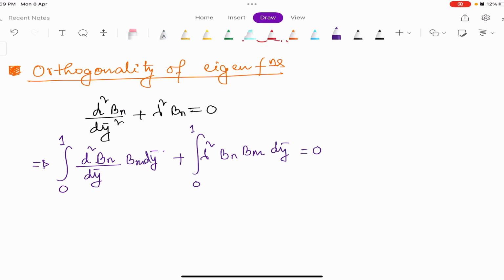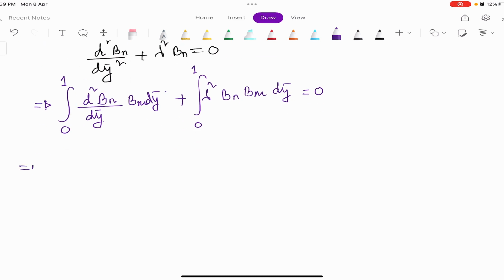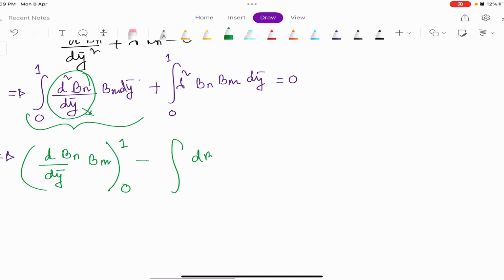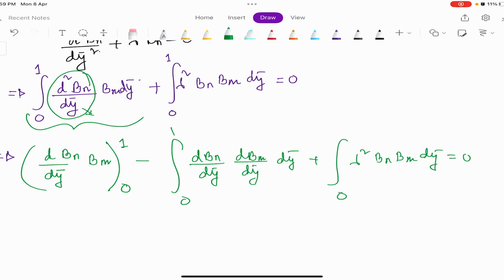0 to 1 equal to 0, okay. Now we apply integration by parts for this one. This is having a higher order derivative, we want to reduce this, so we integrate this function. So I will have dbn bar, dy bar into bm, so this whole function from 0 to 1 minus dbn dy bar into dbm dy into dy 0 to 1 plus lambda square, this is equal to 0 to 1.